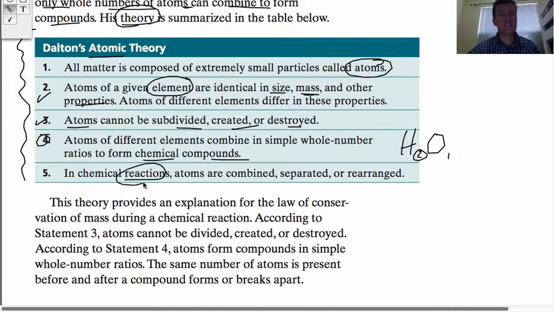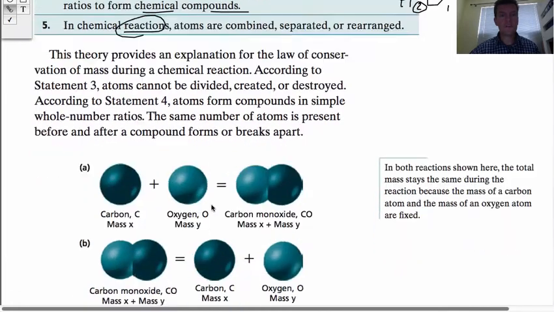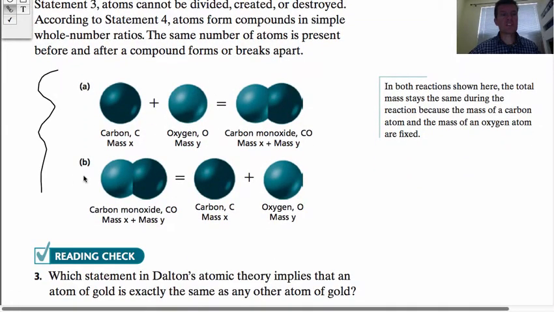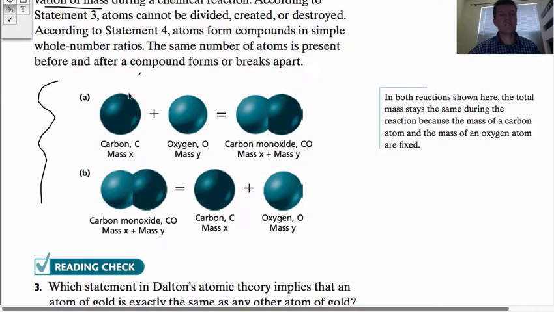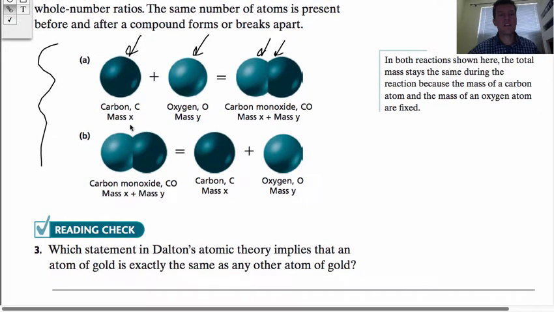And number 5, in chemical reactions, atoms are combined, separated, and rearranged. So that's the whole thing with a reaction. You're going to have things broken apart and then new things formed as a result of that reaction. Okay? These diagrams, you can study these diagrams. It's just showing you how you can visualize the theory and the law of conservation of mass. So, you have a carbon and oxygen. You're going to have a carbon and oxygen afterwards, after the reaction, whether it is being decomposed or whether it is being formed.